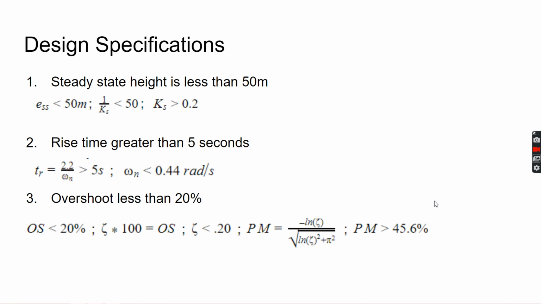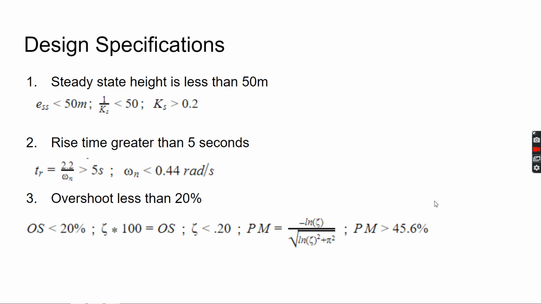Next, the team decided to close the loop, feeding back the output into the input, and make the system stable. In order to do this, the team first had to start by determining what specifications the system wanted to have. The first specification that we decided on was that the steady state height should be less than 50 meters.